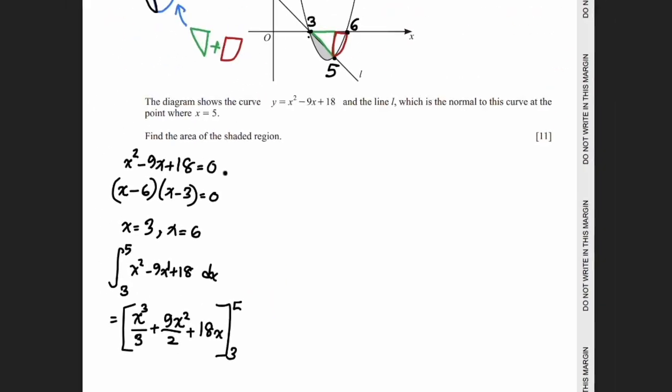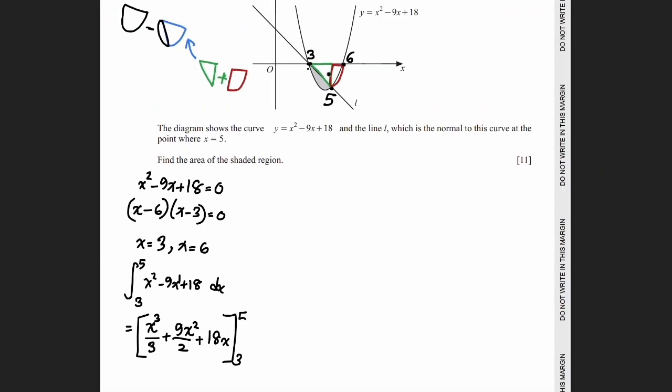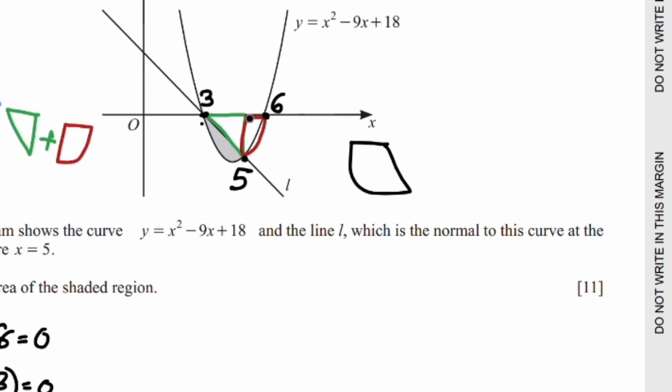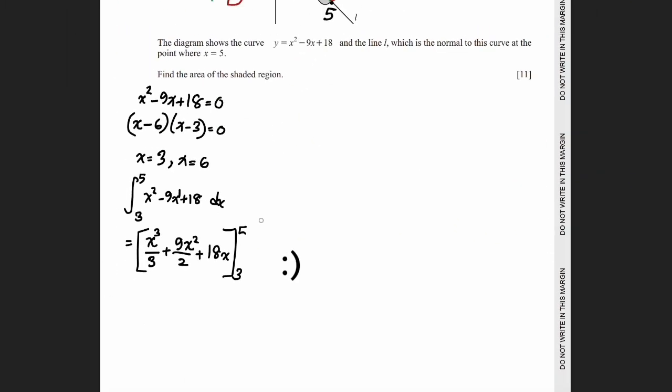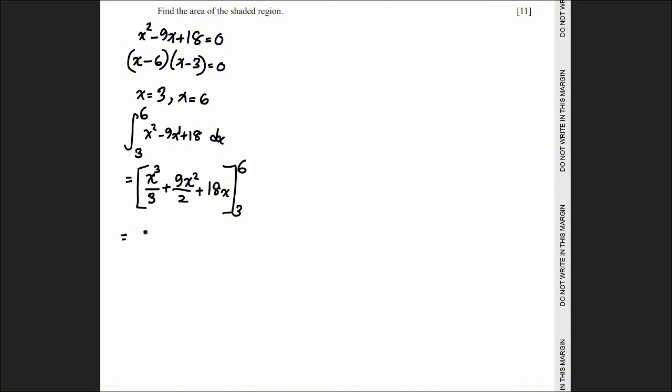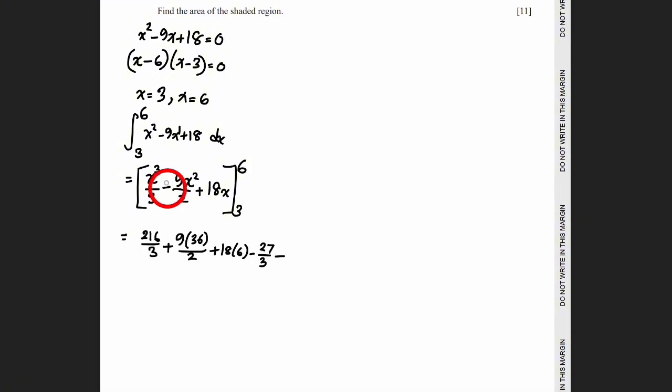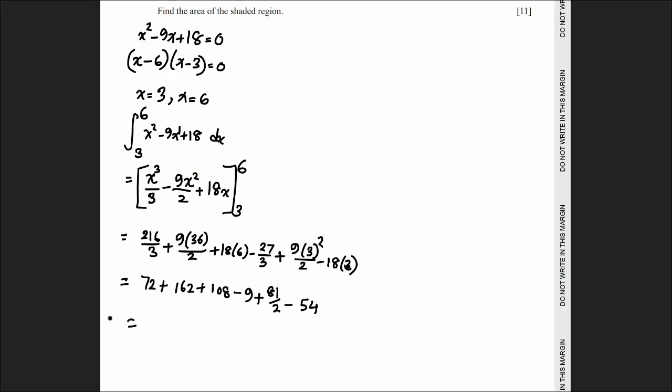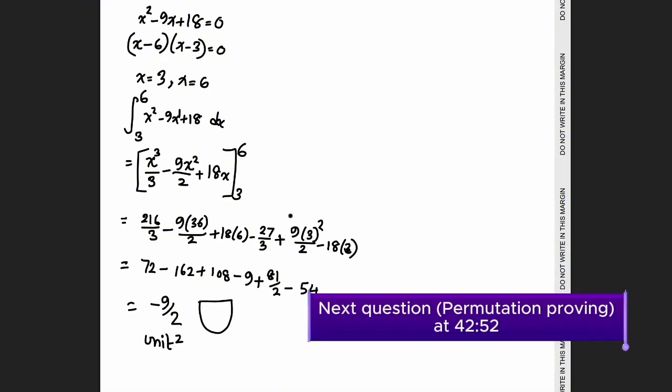Wait, whoa, not 3 to 5. If we do 3 to 5, we are going to get this area, but this is not what we want. We want this. So that is 3 to 6. We want this entire region. I'm really sorry, people. Okay, let's put the values. There is going to be a minus over here. I think I'm too tired for this. So the minus turns into a plus and... Okay, so we got the area of that region to be minus 9 over 2 units squared.